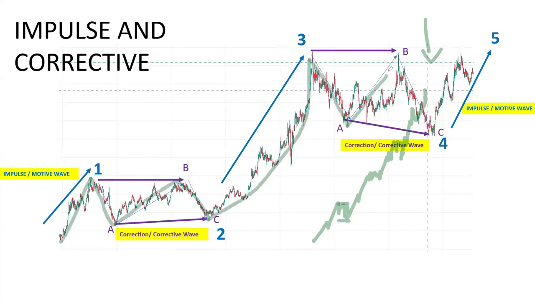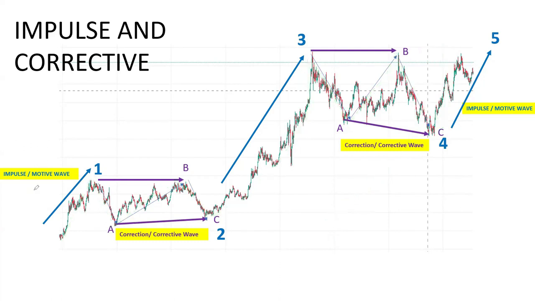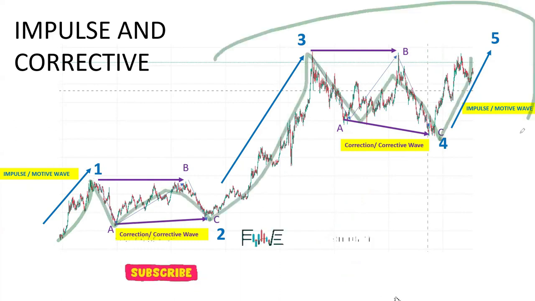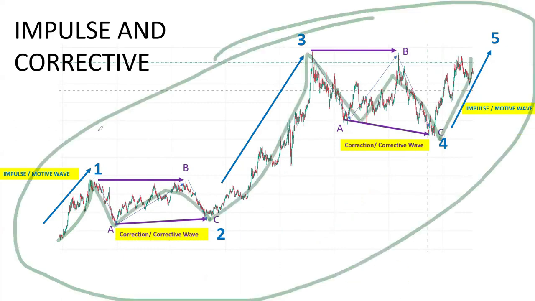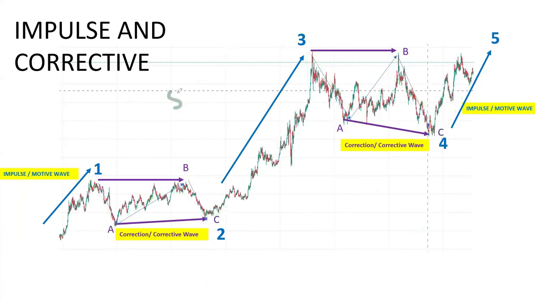How do we understand the impulse wave, or how is the impulse wave formed? Let's look at how an impulse wave is created. An impulse is formed by waves 1, 2, 3, 4 and 5. Inside the impulse wave, there must be 5 waves, 1, 2, 3, 4, 5. It's a 5-wave structure, and that's the impulse.